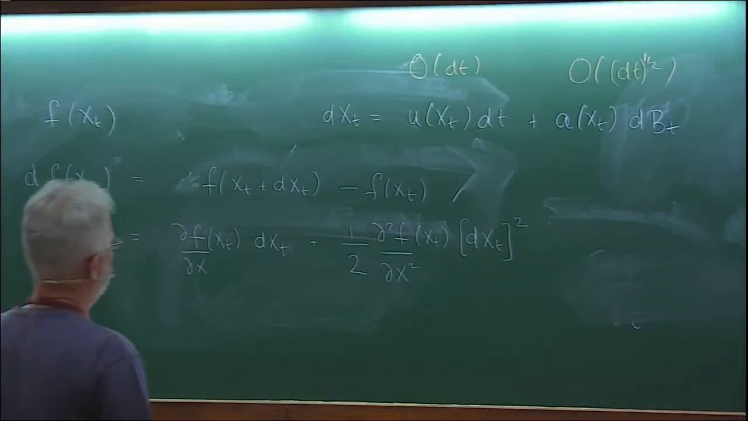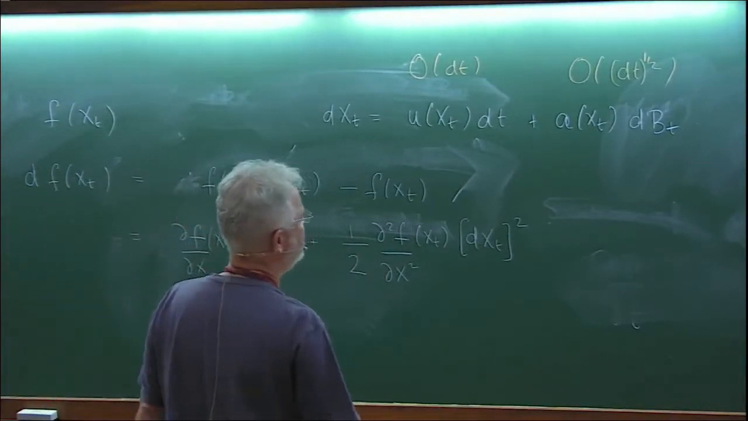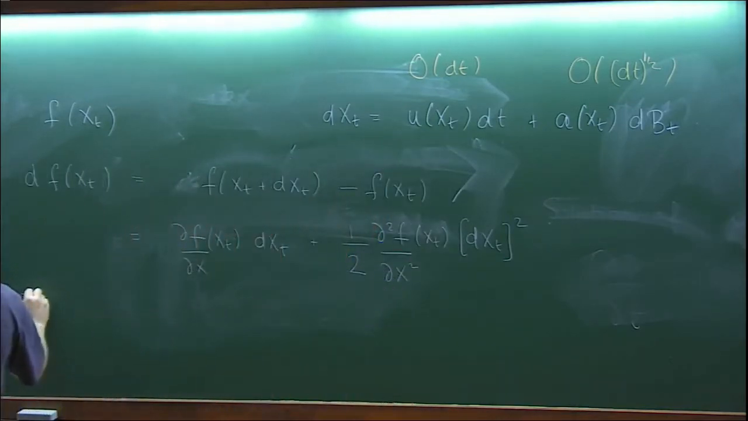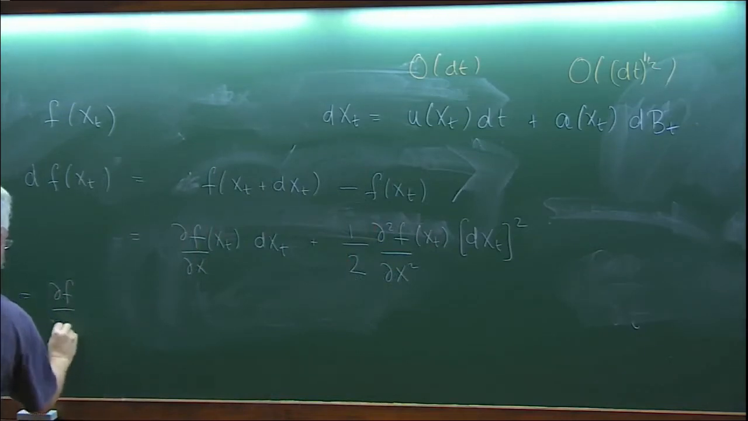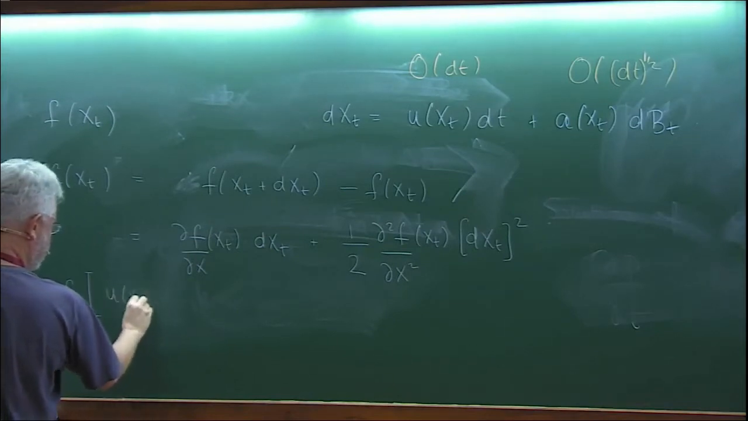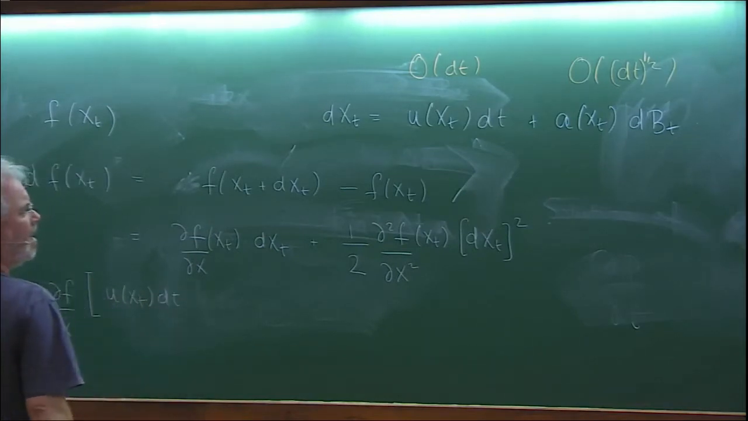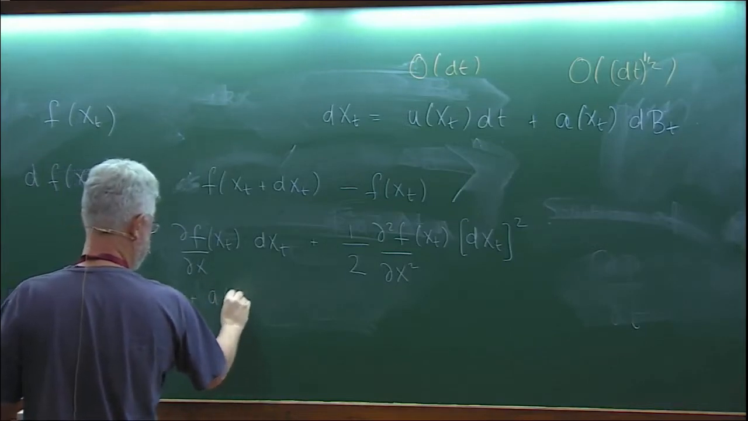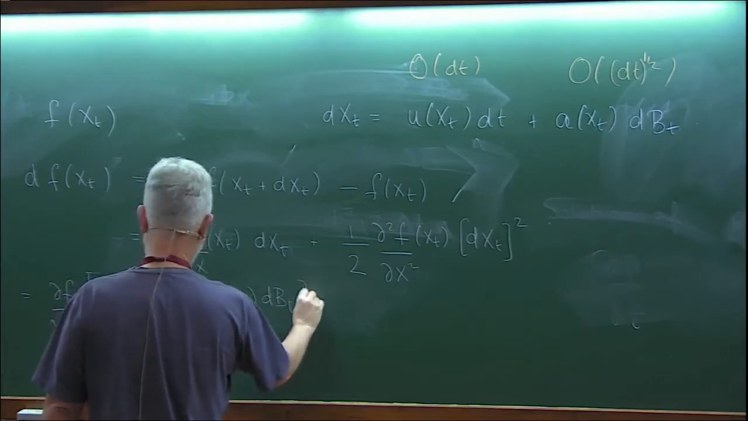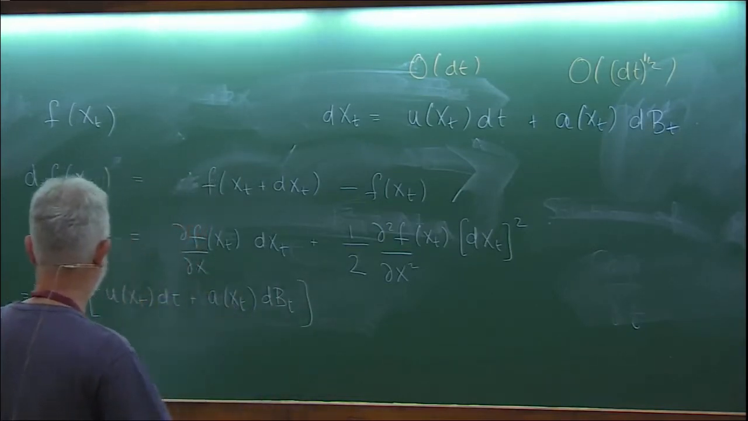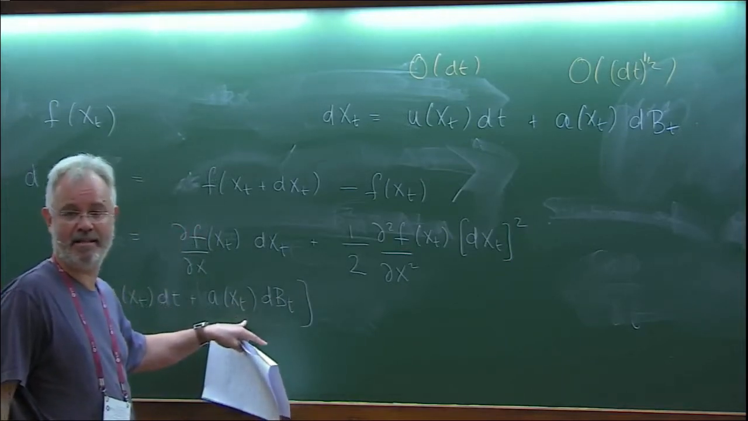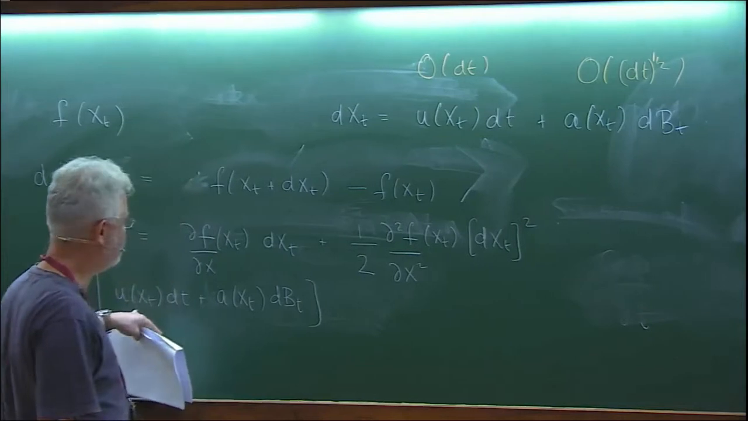But we're going to keep it, because you can see now dx of t. Let me write the first term. We have df by dx times dx of t. So we have our equation u(x(t)) dt plus a(x(t)) dB_t. So that's fine. This is an important term, right? We can't throw this away for the moment because this is of order dt. This is the most important term. This is of order dt.